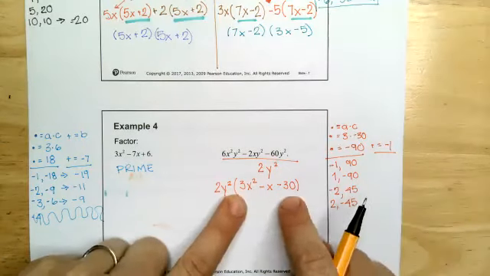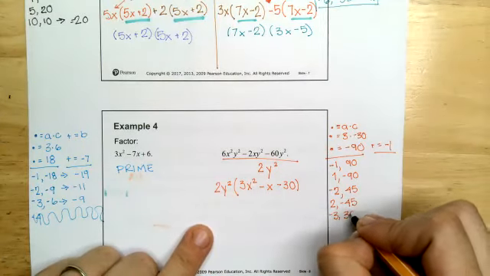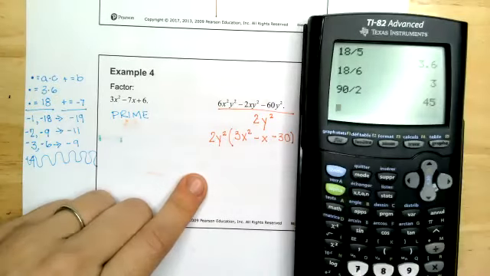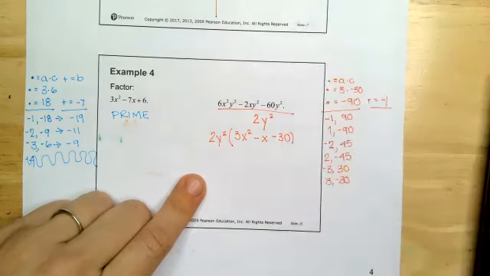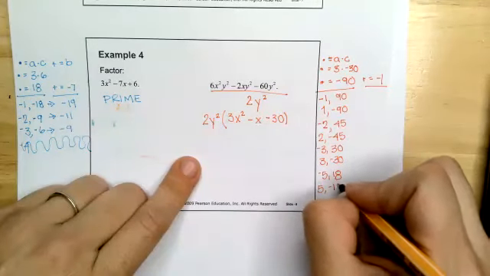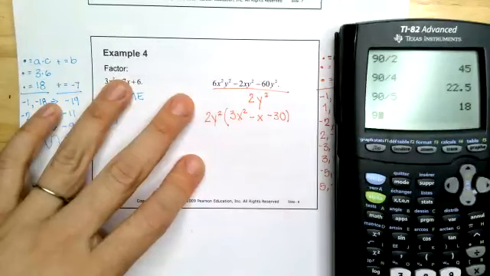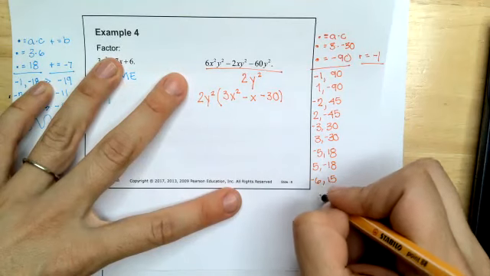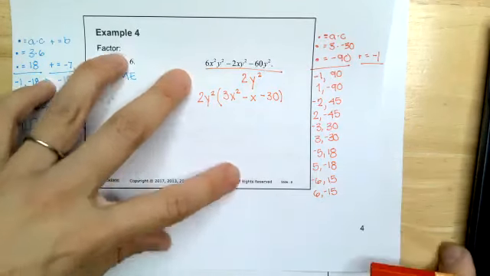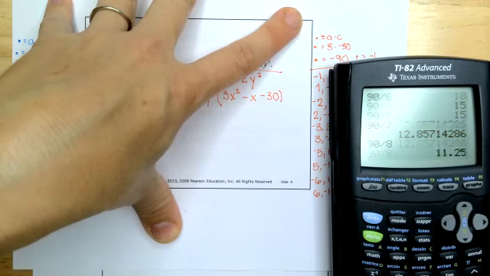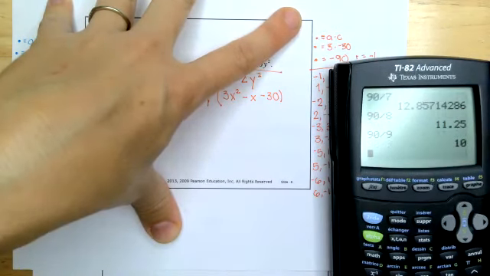90 divided by 3 we know is 30, right? 90 divided by 4. Okay, check them. 90 divided by 5 is going to be 18. 90 divided by 6 is 15. We're getting closer, right? 90 divided by 7. 90 divided by 8. 90 divided by 9 is 10.